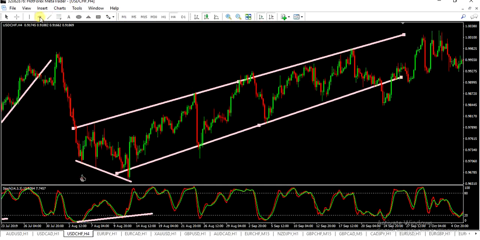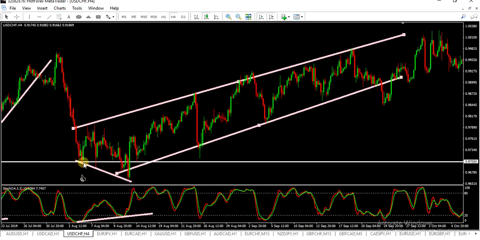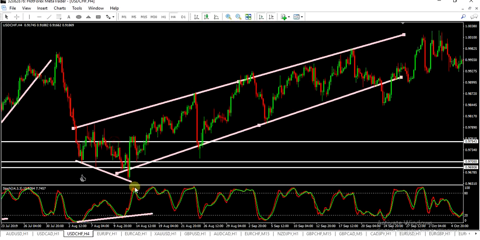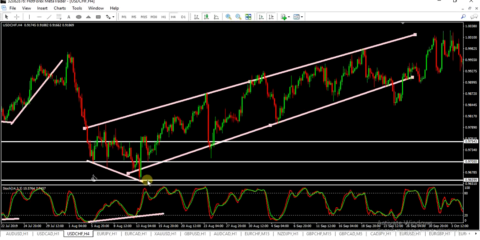Now where was our entry at this point, guys? The moment price closed above this level. But we didn't take this trade because the closing candle was so big, so we wouldn't want to take this trade up here. Where is our stop loss going to be, guys? Just below here. So this trade is something that should not be considered.